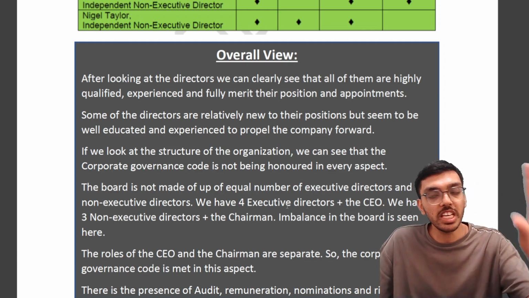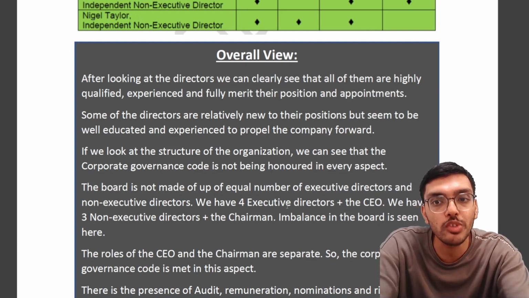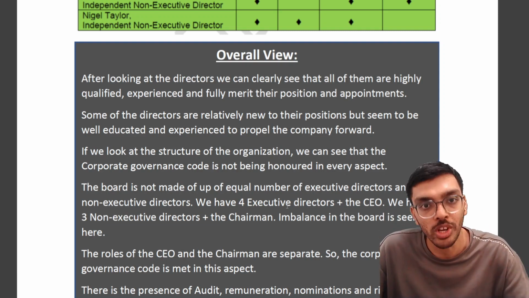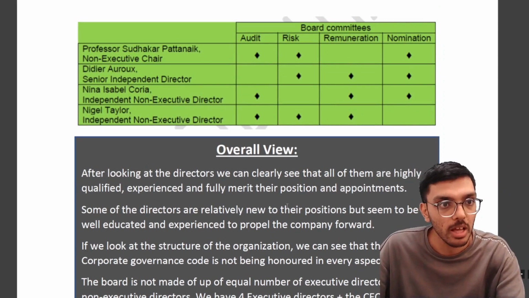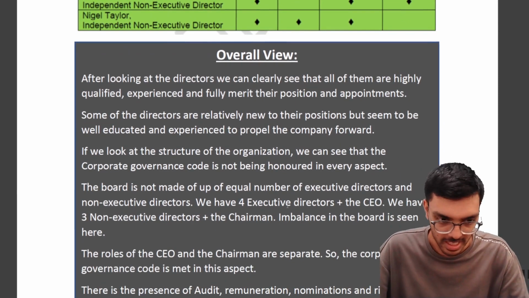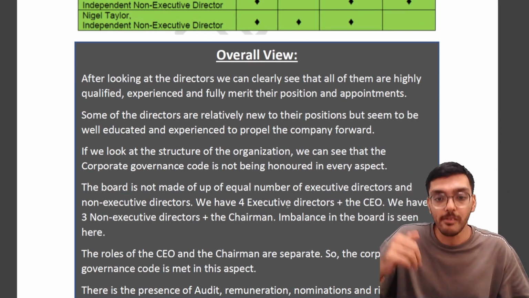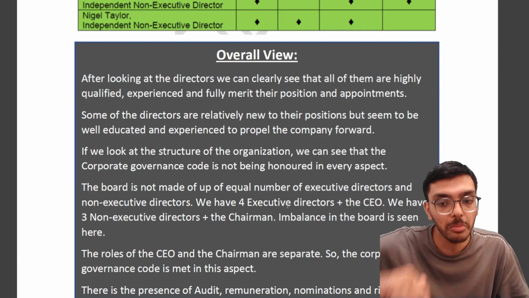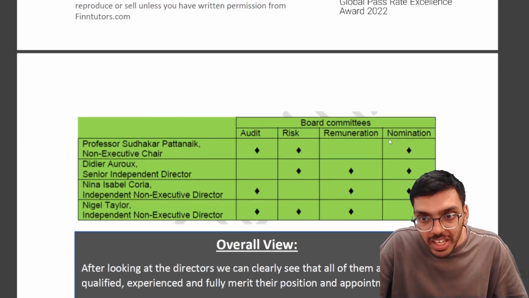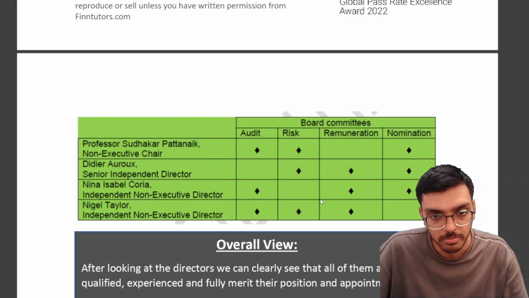Second requirement is CEO and chairman have to be different people so that power is not consolidated by one person. That we are honoring because CEO is Eva, non-executive chairman is Sudhakar. So different people. That's good. The requirement of corporate governance is to have audit committee, remuneration committee, nominations committee and risk committee. So it's a good thing that we have all 4 committees, that is being met.